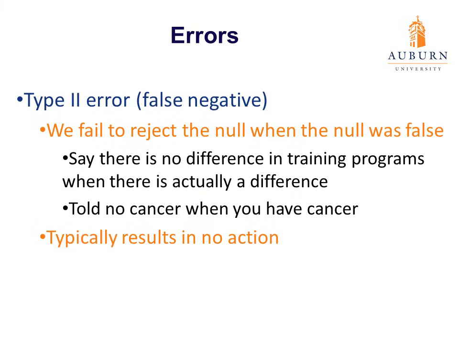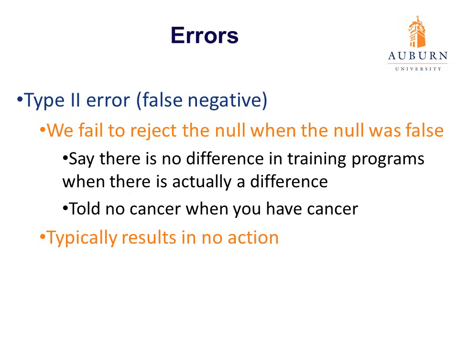In contrast, we have the type 2 error, so this would be a false negative. This is where we failed to reject the null hypothesis. So in other words, we failed to reject that there's no difference, when in fact the null was false. This is like saying there is no difference in training programs when there is actually a difference.